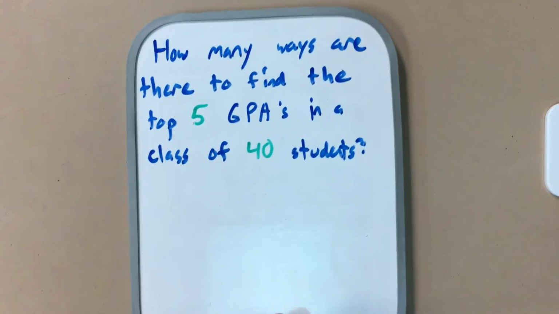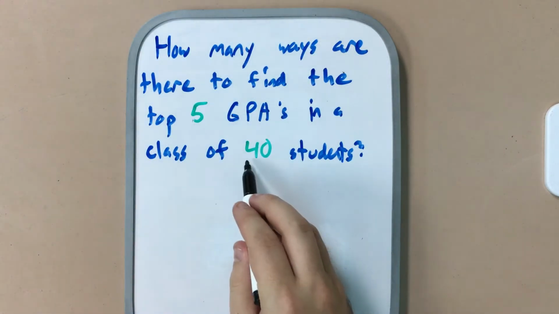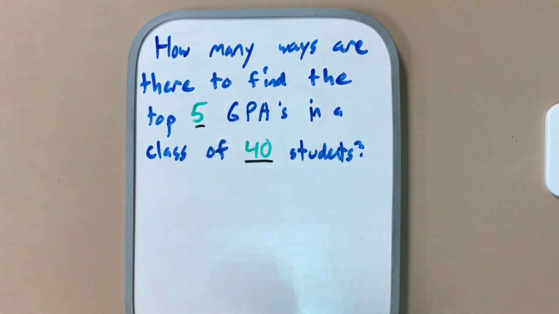So here's the last example of this branch of permutations. How many ways are there to find the top 5 GPAs in a class of 40 students? And we're assuming that ranking matters this time, for, like, I don't know, maybe a prize or the length of a speech you can give at graduation or something like that. Either way, we are choosing from a group of 40 and we're choosing 5.